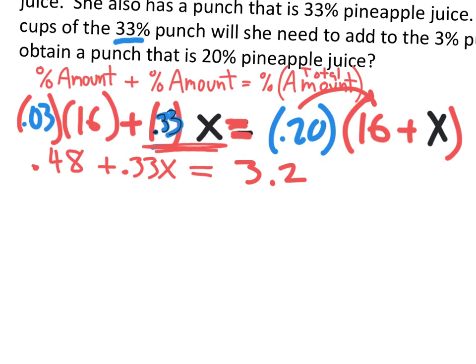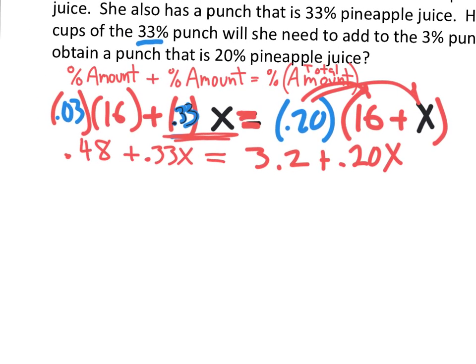There we go. And finally, when I distribute to the other one, 0.20 times x, that's going to be plus 0.20x, or you could just put 0.2x. So does everybody understand what I've done so far? I just simplified. And now it's a question of solving. I need to solve for x.